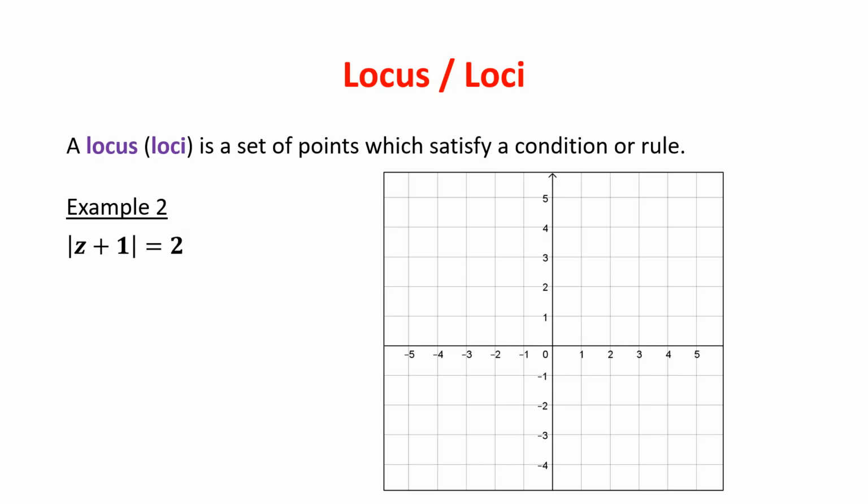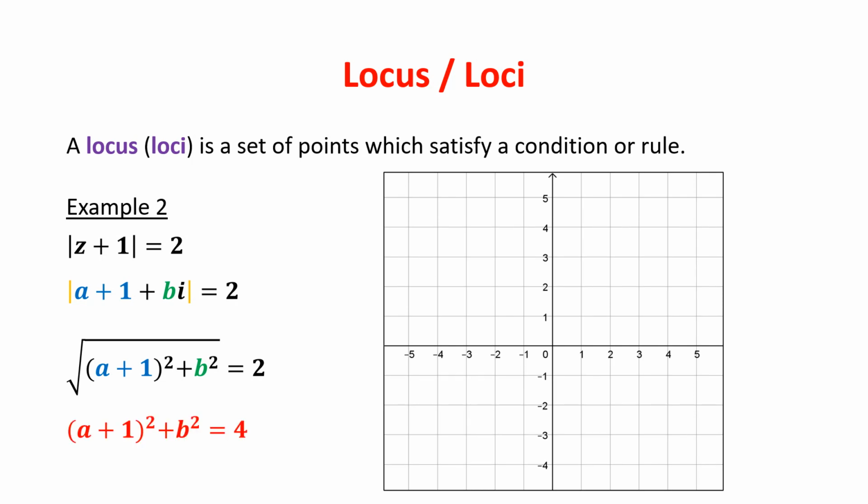All right, example 2. The modulus of z plus 1 is equal to 2. So again, I'm replacing z with a plus bi plus my 1. And I'm putting my plus 1 at the start so that I've got a real bit of a plus 1 and an imaginary bit of b. Now again, we're talking modulus, so we have to square the real bit plus the imaginary bit squared, all square rooted to get the modulus. And again, I have to square both sides to get rid of my square root. And I'm left with this equation, a plus 1 all squared plus b squared equals 4.